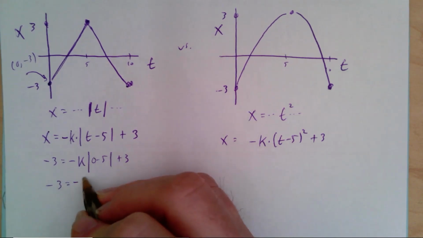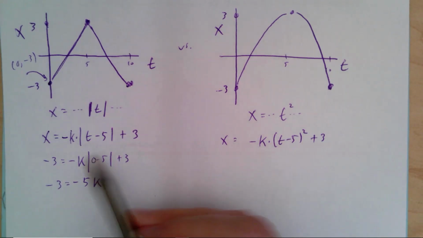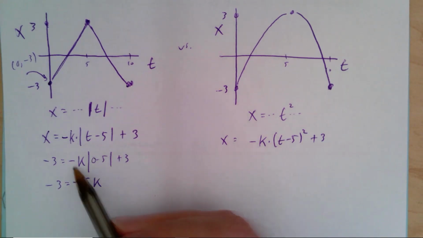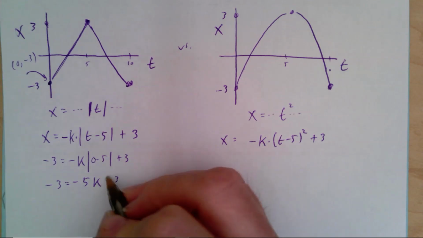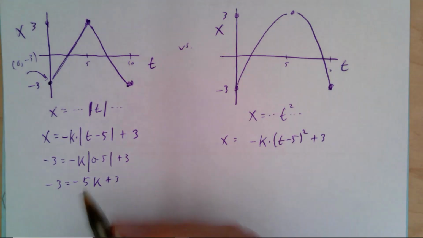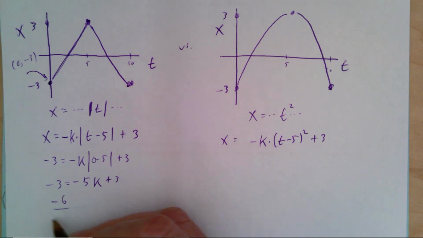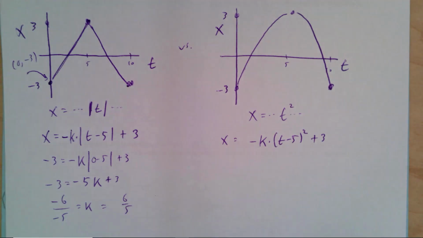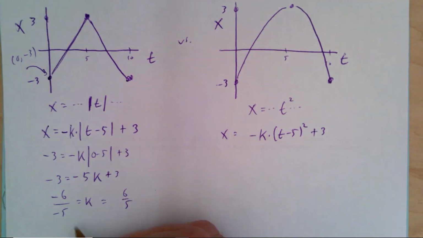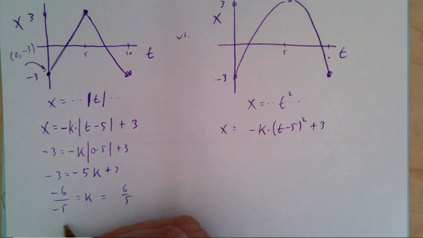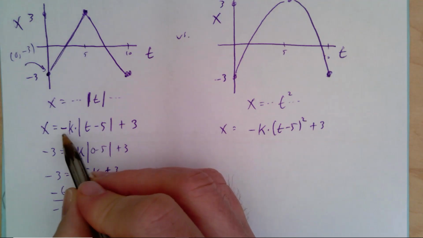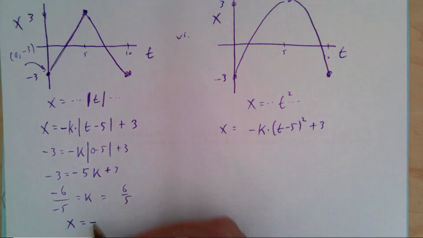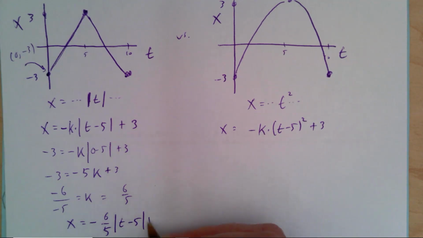So now it looks like this. The +5 I just moved over here to the other side of the k. Now we can go ahead and solve for k the rest of the way. I'll subtract 3 and I'll divide by -5, giving me k is 6/5. And so now I can write the final equation again. x equals, I'm copying from up here, negative, and then my k value is 6/5. So -6/5, absolute value of t minus 5, plus 3.